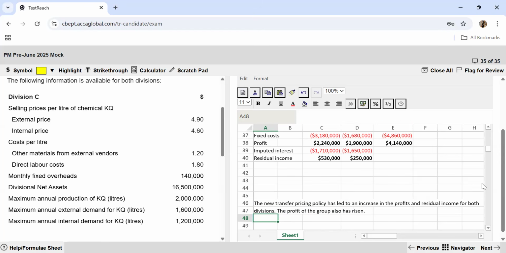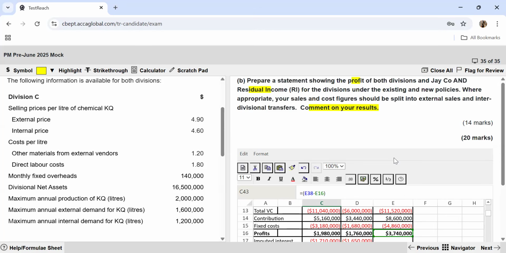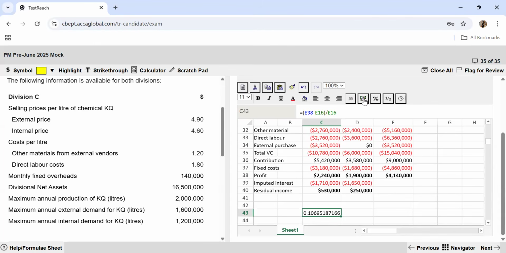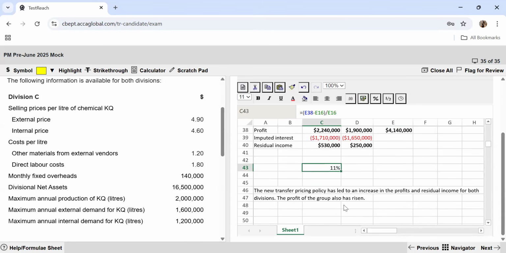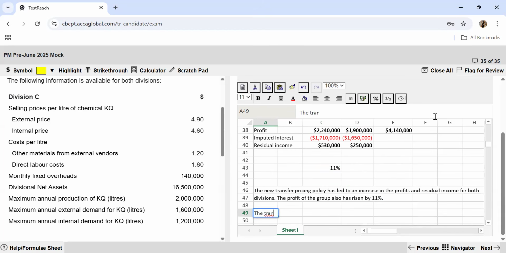How much has it risen? Let's work out the number. Earlier, okay, so how do we work out the change? Increase is what you find out. This is the amount of increase, and you divide that by the initial amount. This is the initial amount. So you're going to find that if you convert it to a percentage, this is roughly an 11% increase. So you can say that the profit of the group has also risen by 11%. So the new transfer pricing policy is definitely an improvement over the previous policy.